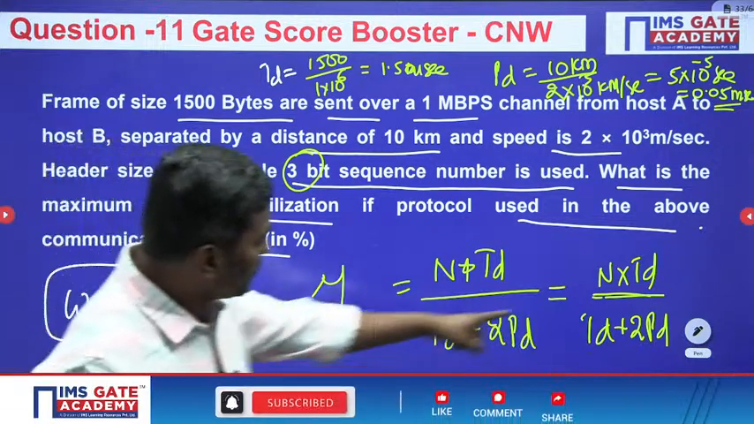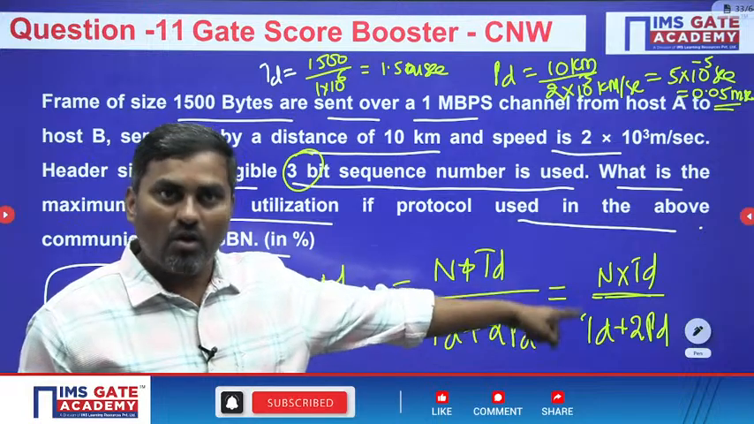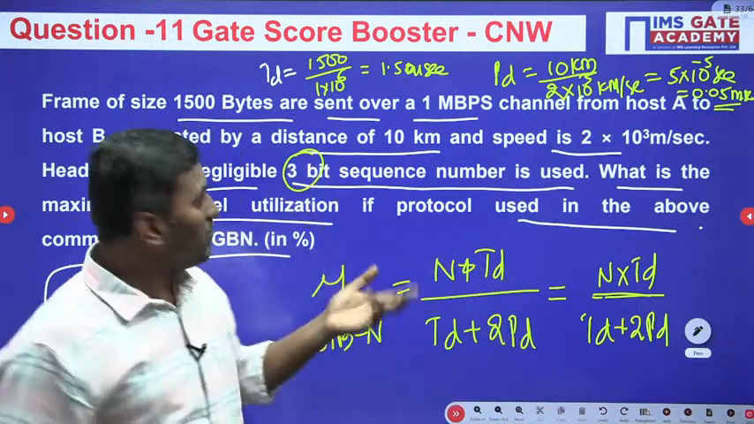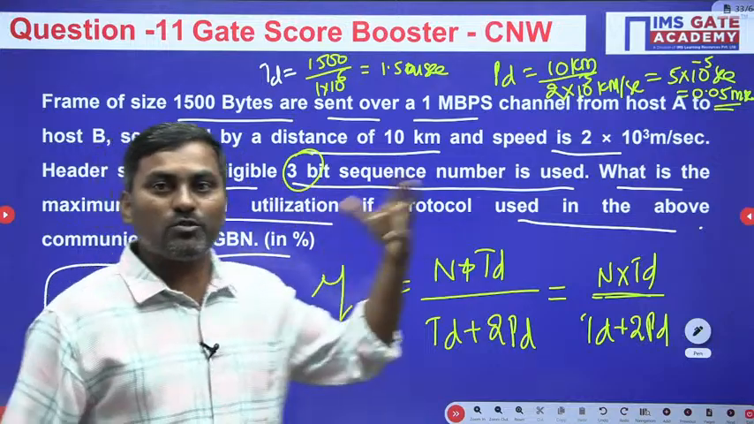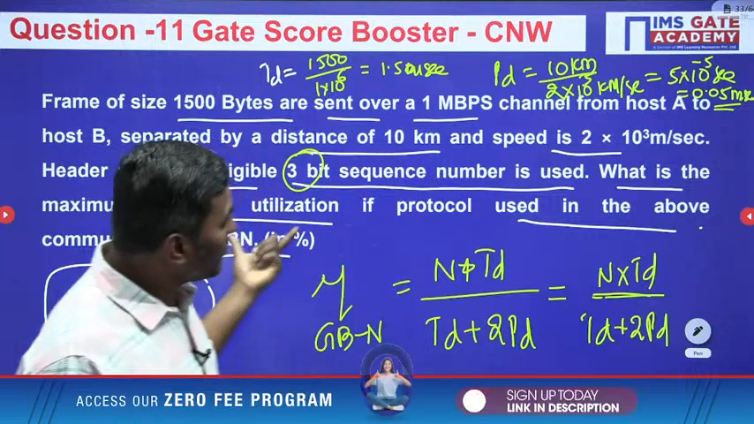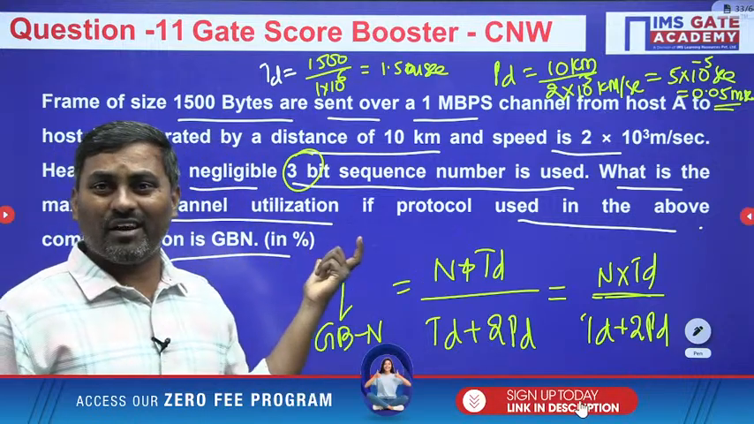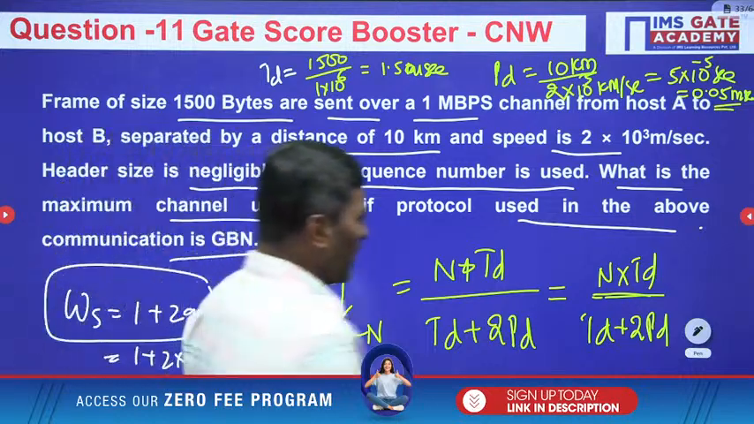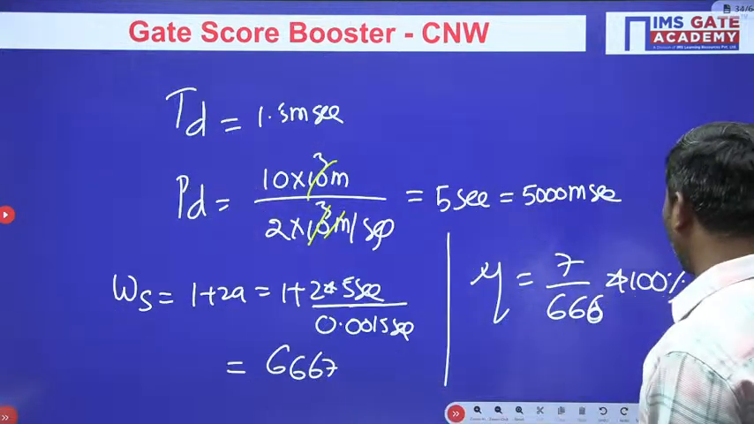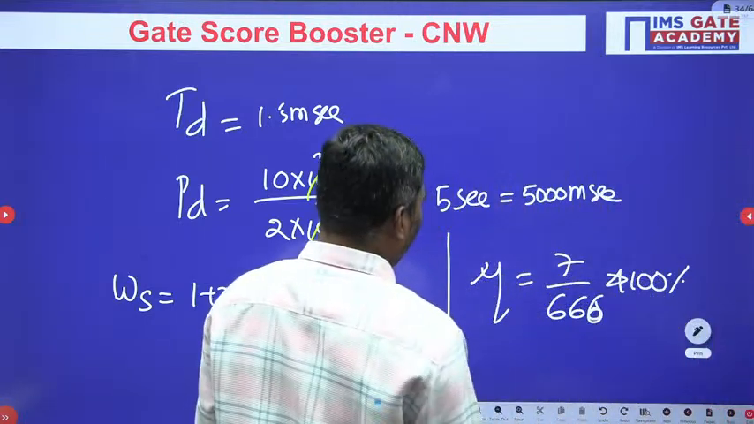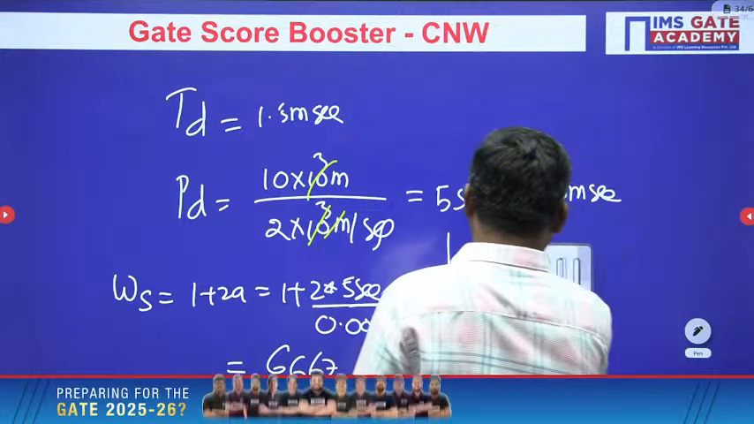Okay, you substituted in this equation. After this, otherwise 7 by that value only you can do it, because you are able to utilize 3 bits, which means the total available sequence number will be 8. GBN uses what? 7, correct or not? 7 by 667 we can write it, correct. So either you take 100 or you can take this value, this I can remove.